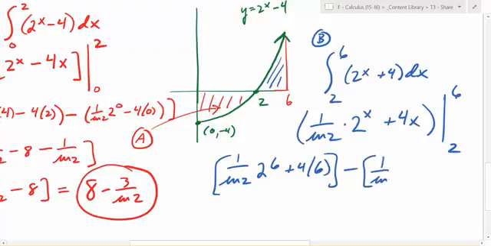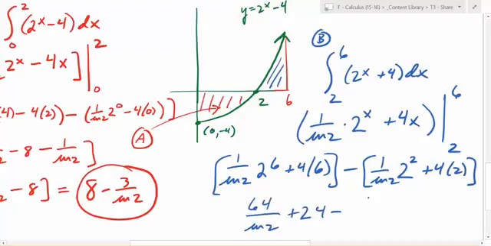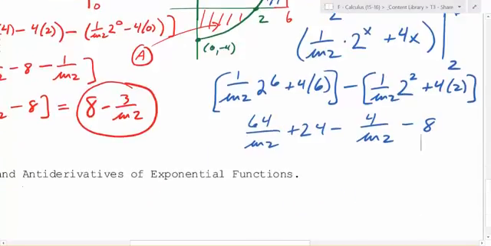1 over ln 2 times 2 to the what? 2 plus 4 times 2. So what's 2 to the 6th? That's 8 squared, which is? So you have 64 over ln 2 plus 24 minus 4 over ln 2 minus 8. So what does that simplify to? 60 over ln 2 plus what? Plus 16. So you have these two areas.